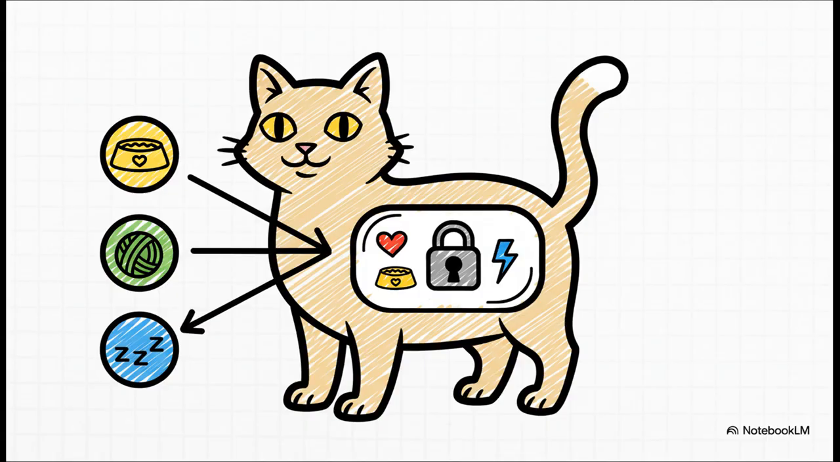This Sims cat example is perfect. Imagine a cat in a game. Its mood, its hunger level, its energy, that's all its private state. You, as the player, can't just go in and manually set hungry to 0. Nope. You have to use the public methods the game gives you. You can feed it, play with it, or let it sleep. That is encapsulation in a nutshell. The cat object is in complete control of its own state.